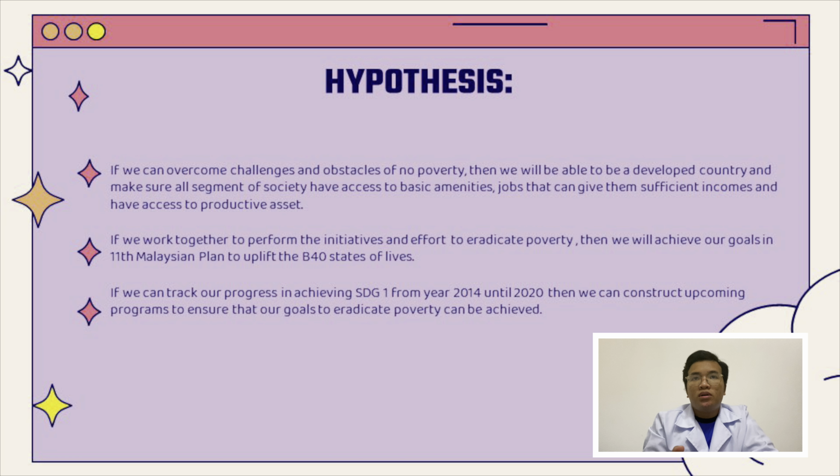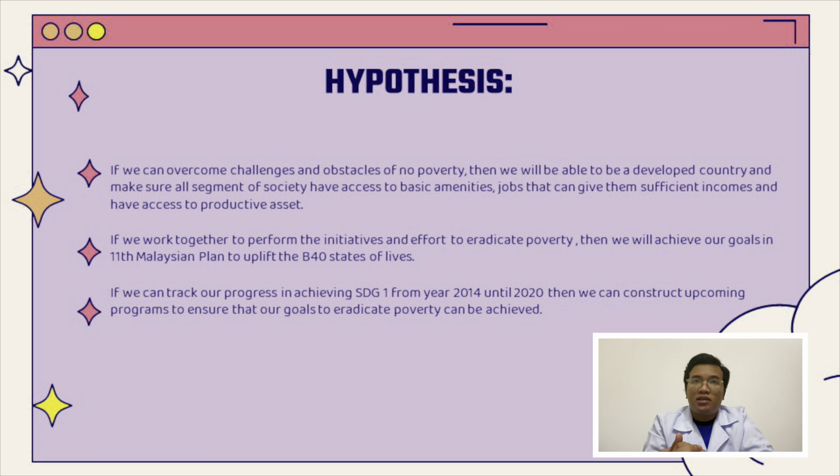So furthermore, we talk about the hypotheses. The first one is, if we can overcome the challenges and obstacles of no poverty, then we will be able to be a developed country and make sure all segments of society have access to basic amenities, jobs that can give them sufficient income, and access to productive assets.